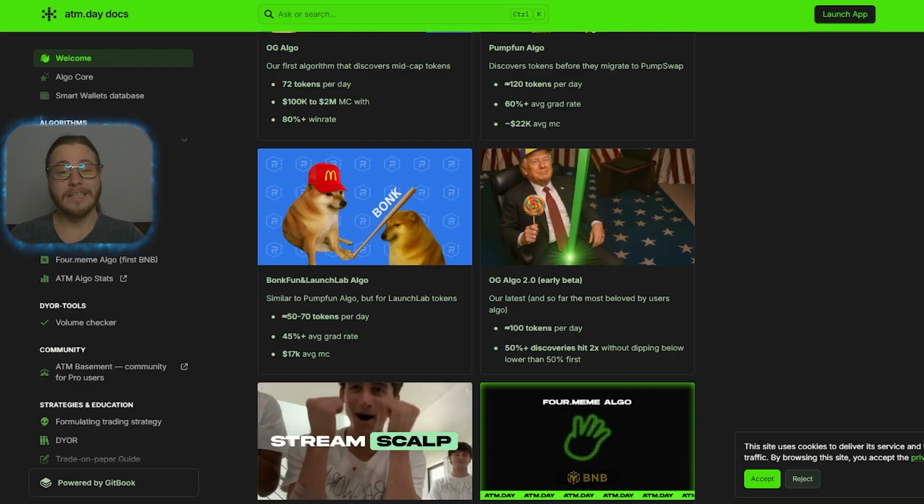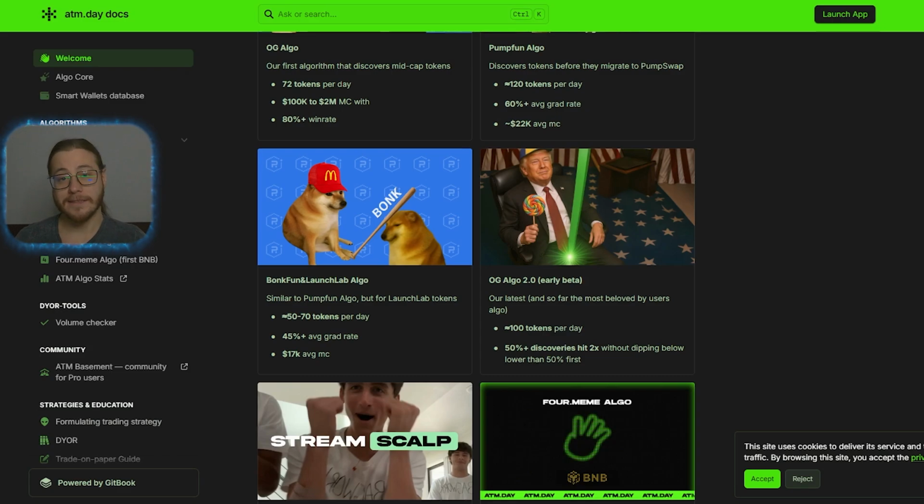The next one is the Launch Lab algorithm, actually the Bonk Fun and Launch Lab algorithm. It's similar to Pump Fun, designed for people who want to make early entries, but also care about security and developer behavior. It monitors brand new deployments and evaluates them using several criteria: smart contract structure, liquidity behavior and requirements, deployer wallet history, development patterns, and early holder distribution.